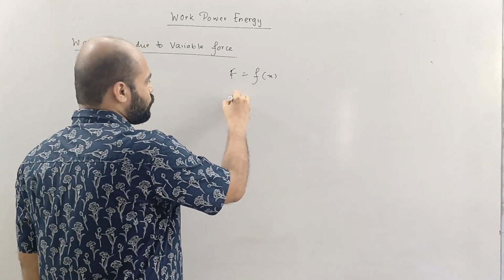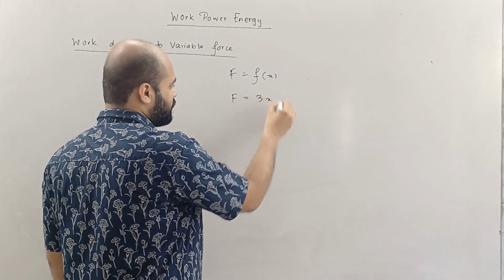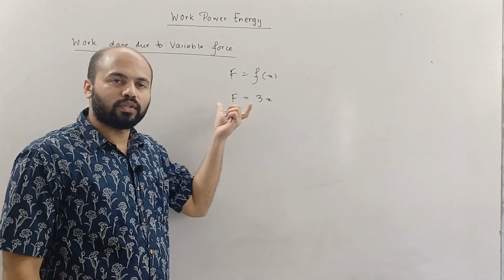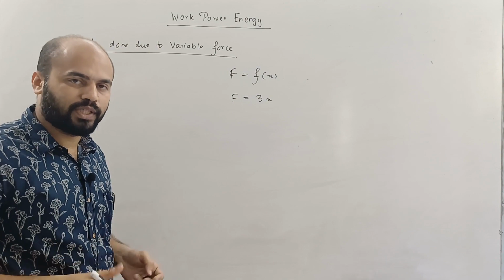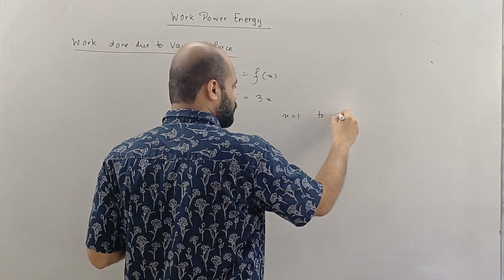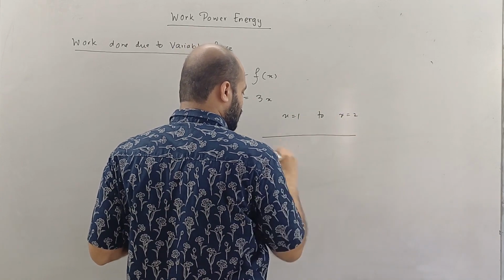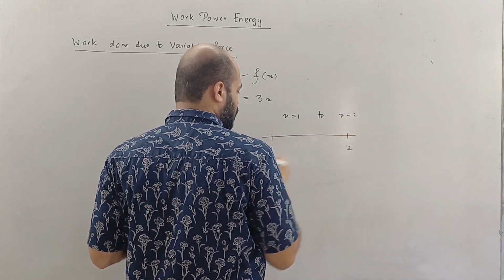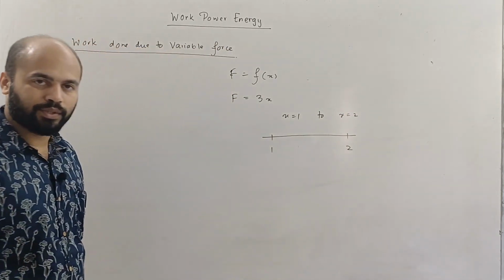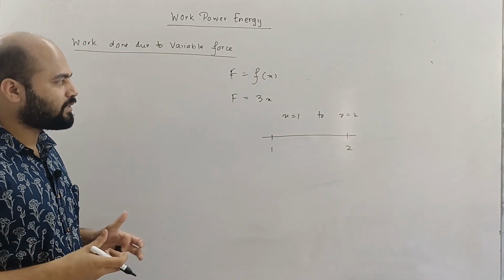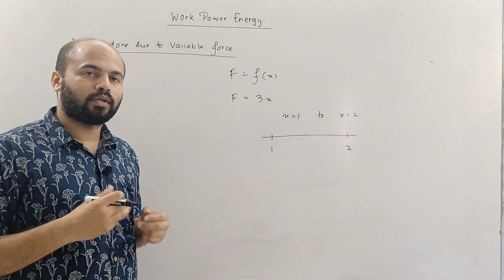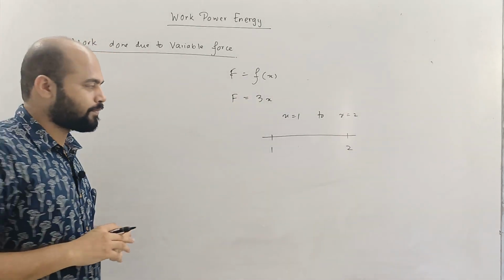One example of this could be F equals 3x, let us say. So we have to now find the work done due to this force on an object from x equals 1 to x equals 2. So this is a number line, 1, 2. The body has to go from here to here. Now while it is going from here to here, you can clearly say that F equals 3x. This will constantly change along with the distance.